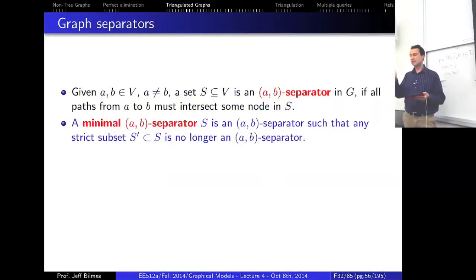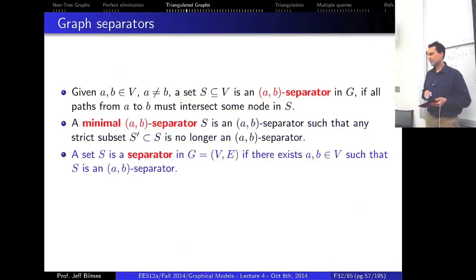Okay, so we've got a separator and a minimal separator. The next thing we need is, these are both with respect to two vertices A and B. So we have an AB separator and a minimal AB separator. And the notion of just a separator, without any association ascribed to it with respect to, say, A and B, is a set of vertices if there exists some AB for which it is an AB separator.